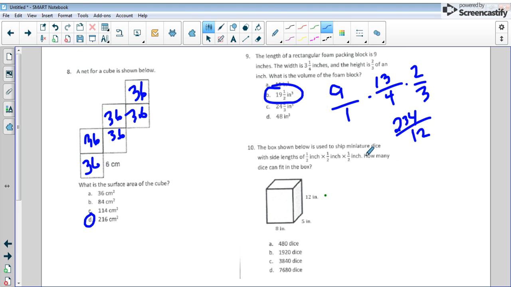Now, number 10, you might think, oh, this is dealing with volume. I got this. 8 times 5 times 12. Nope. It tells you that there's going to be miniature dice that are 1/2 by 1/2 by 1/2 inch. How many dice can fit in the box? So it takes 2 halves to equal a whole. Well, I have 8 holes down here. So 8 times 2 is 16 can fit over here. And then 10 and then 24. So 16 times 10 times 24, I can actually fit 3,840 dice in that box.